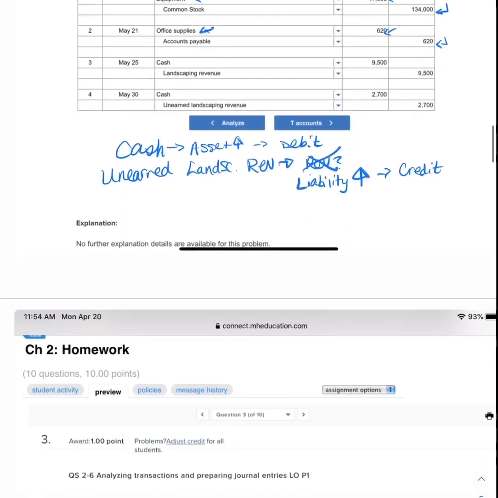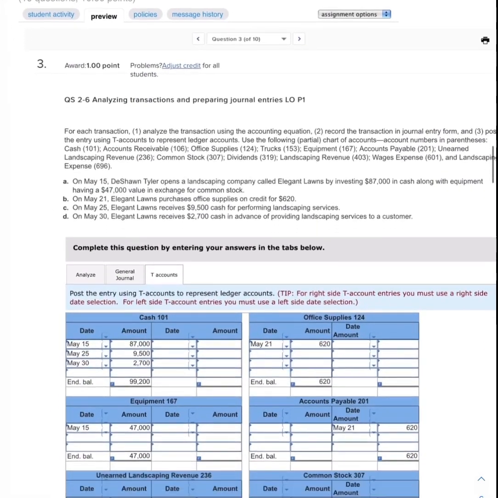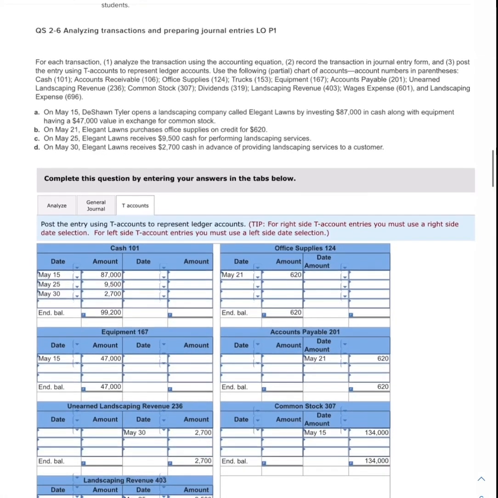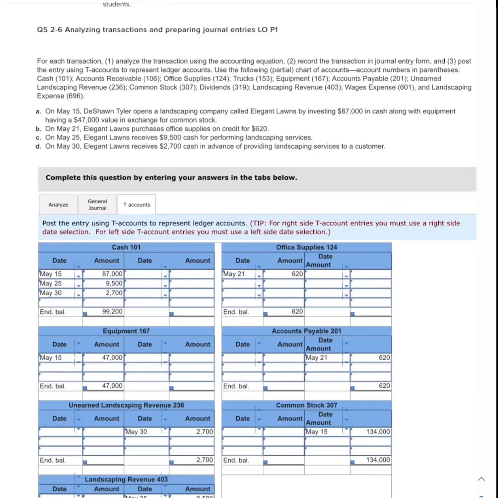Okay, I'll move on to the last piece. And so I'm not going to walk through this piece too much. I'm just going to show you maybe on the first one. So on the first one, we see Deshaun Tyler opens a landscaping company, investing $87,000 in cash. So I'll come down here. I'll see on May 15th in my cash T account an increase of $87,000. Once again, debits on the left, credits on the right. So this will be the side for my debits. This will be the side for my credits.